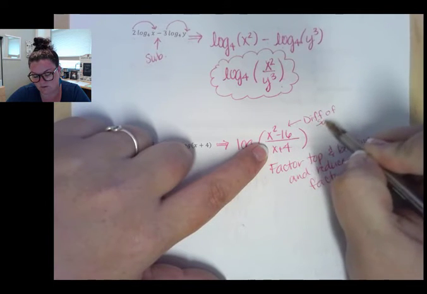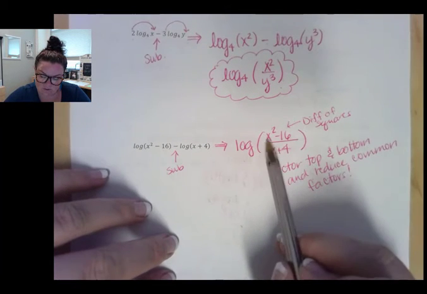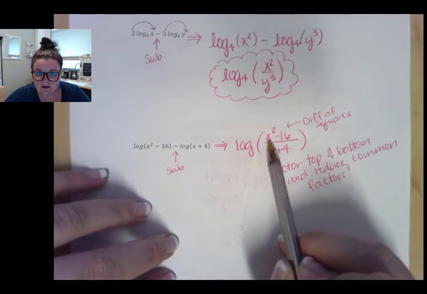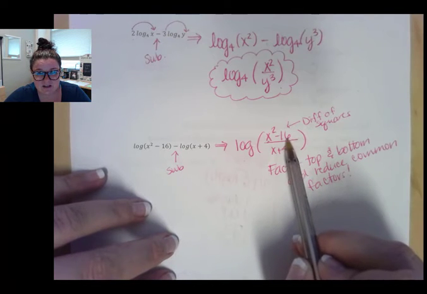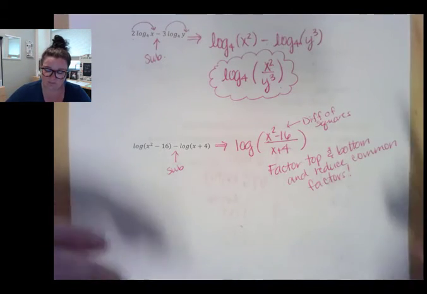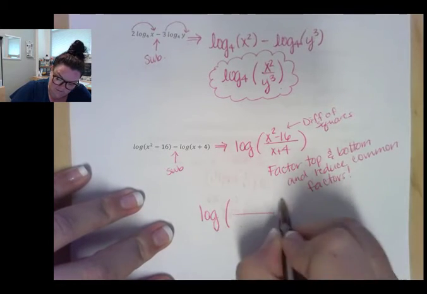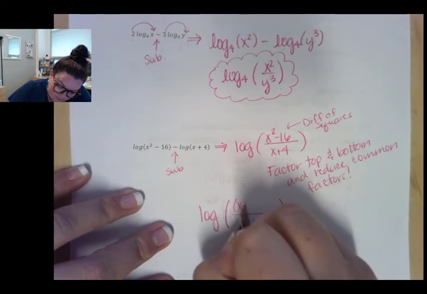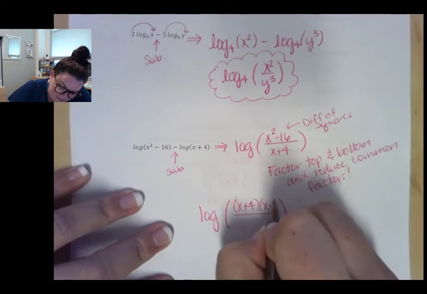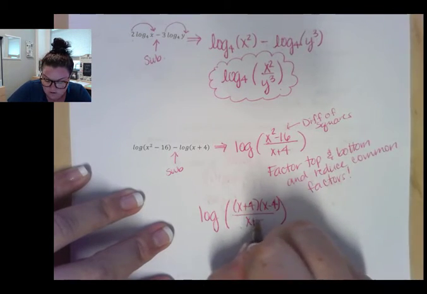Difference of squares. And remember, for a difference of squares, I just have to figure out what's my base that's being squared here, which is x, right? And what's my base that's being squared here, which is 4. And then I can plug it into that formula. So this gives me log of difference of squares formula. This will factor into x plus 4 times x minus 4. And then I still have that x plus 4 on bottom.